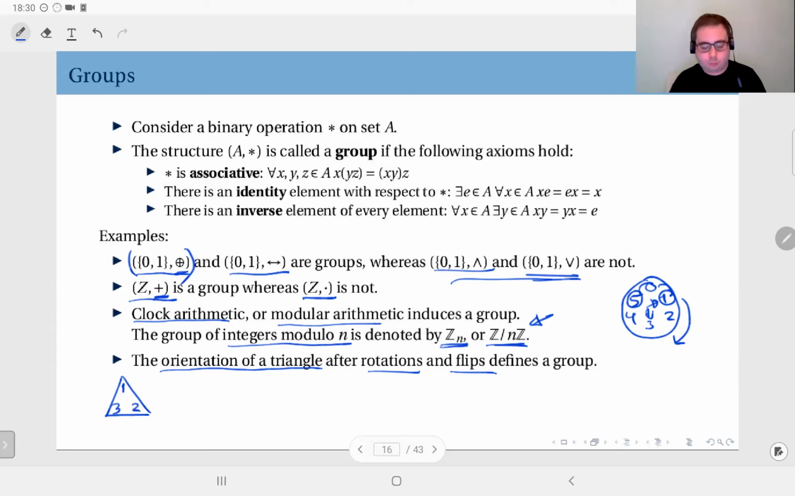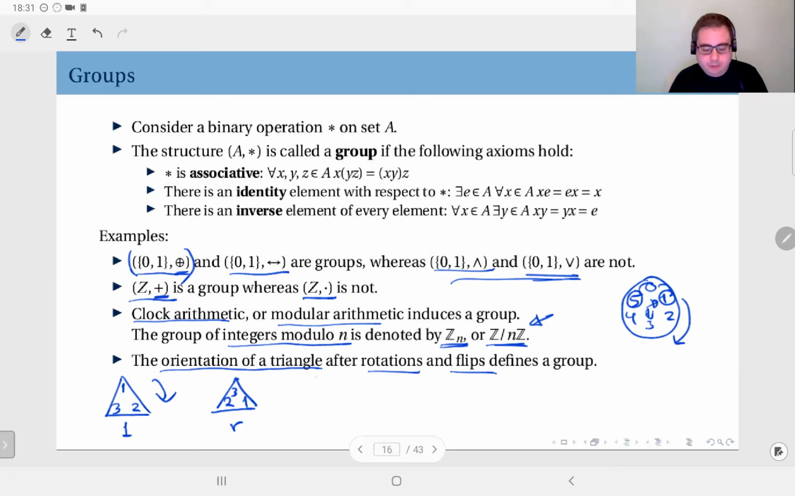If I rotate this once in this direction, this becomes 3, this 1, and this 2. So I'm going to call this R. This is the triangle I obtained after one rotation clockwise, so I'm naming this R. And I'm going to rename the original triangle 1 because it's just itself.